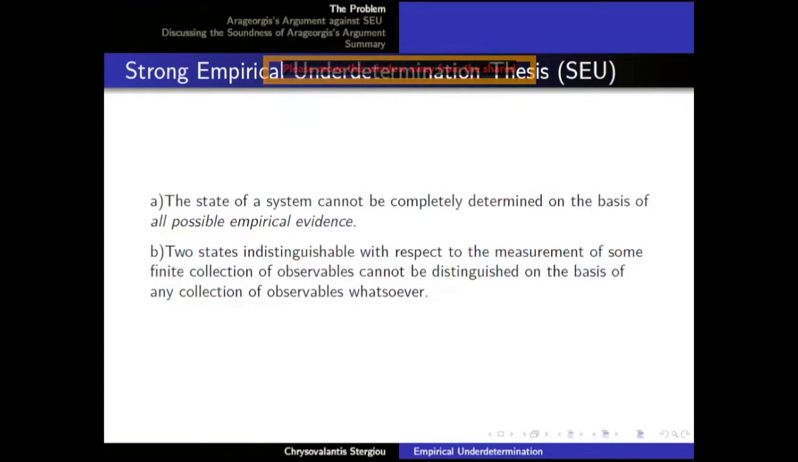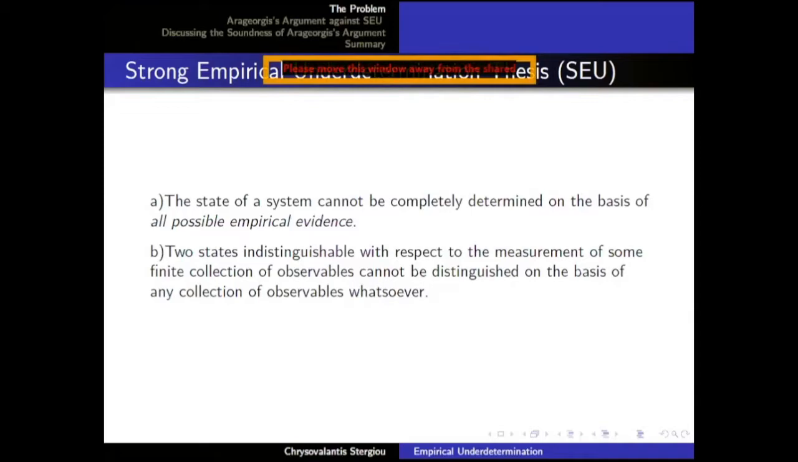States indistinguishable with respect to the measurement of some finite collection of observables cannot be distinguished on the basis of any collection of observables whatsoever. So, the fact that we cannot completely determine the state is expanded to all possible empirical evidence. And at the same time, we require the indistinguishability to be understood in terms of all possible experiments, of all possible monitoring experiments.